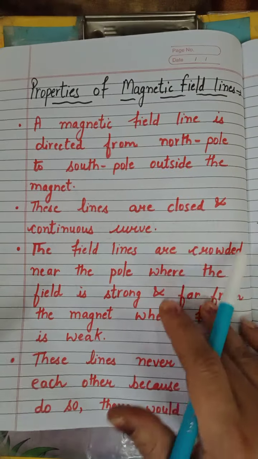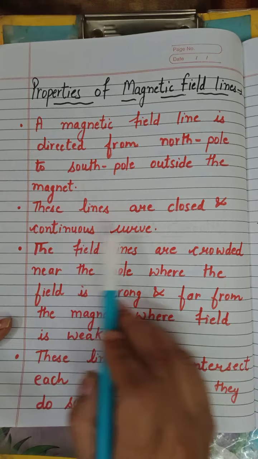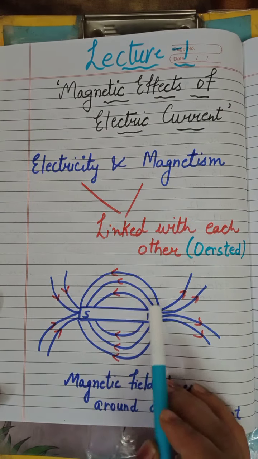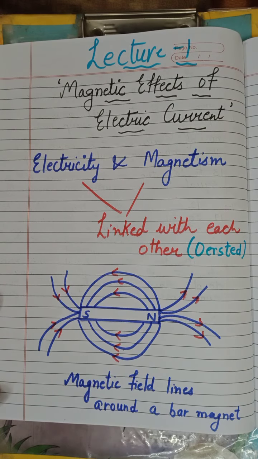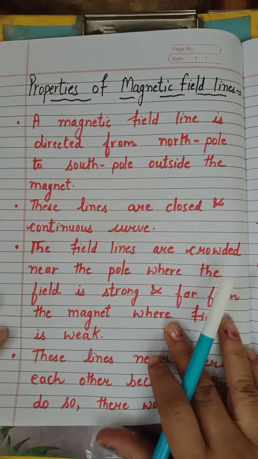ठीक है जी. नंबर 2, these lines are closed and continuous curves. आपको नजर आ रहा है क्लोज्ड है ये और कंटिन्यूअस है, कहीं पे ब्रेक नहीं है. These are closed and continuous curves.